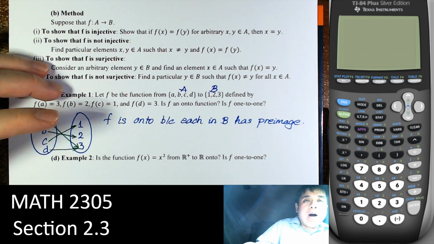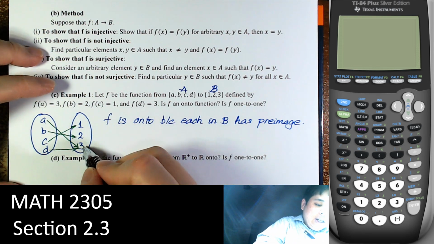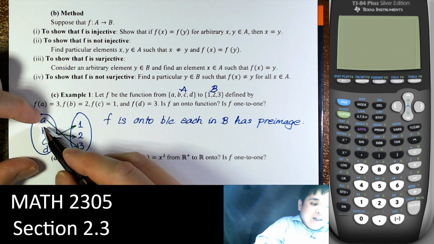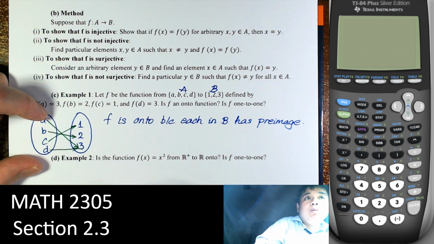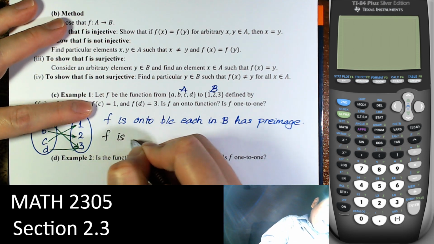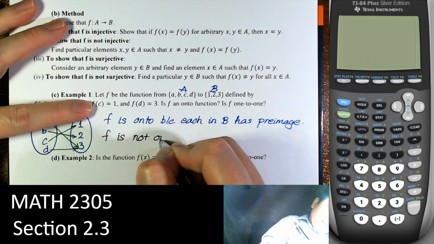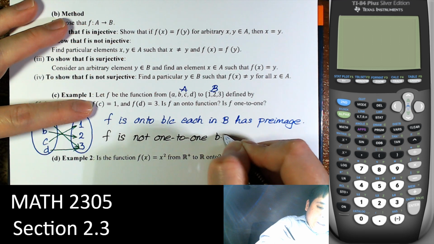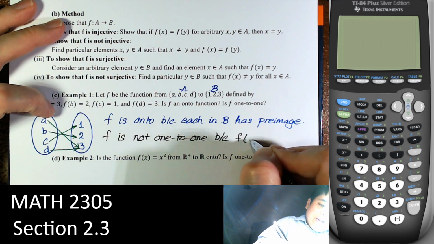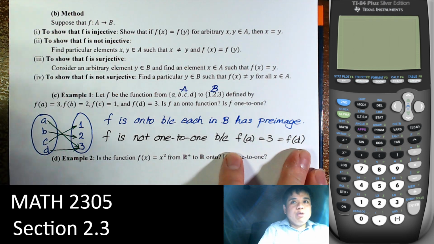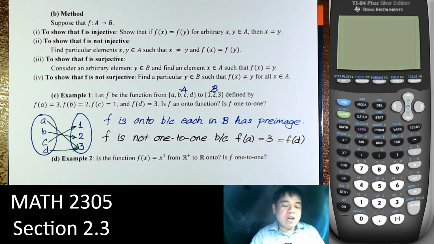Now, is it 1 to 1? Well, if we look, we see that number 3 here has 2 arrows going to it, 2 different arrows, one from A, one from D. So this is not 1 to 1. Because we have f of A equals 3 equals f of D. So 2 different arrows come from 2 different places and go to the same target. So it's not 1 to 1.